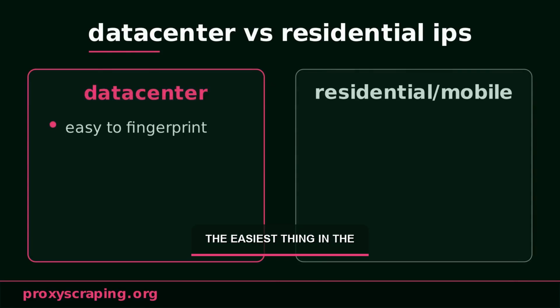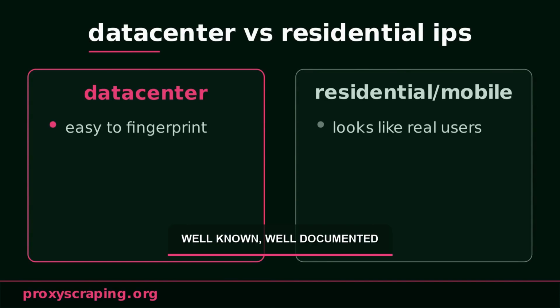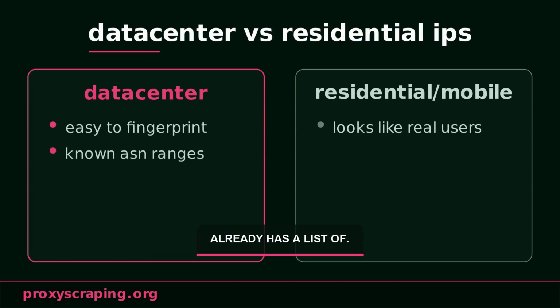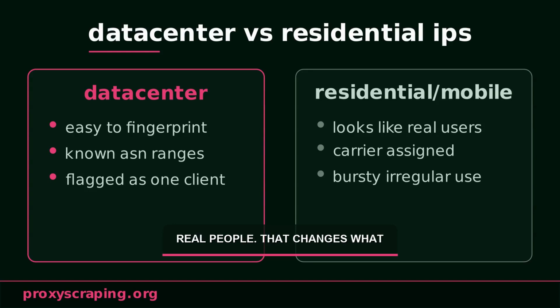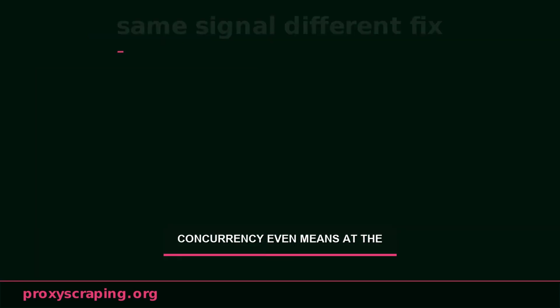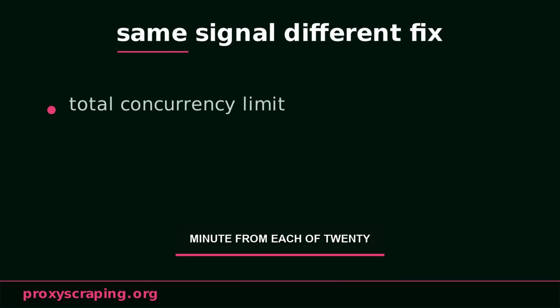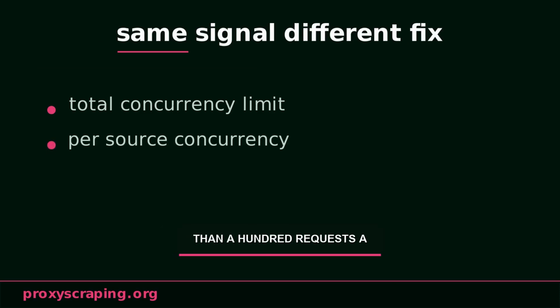Data center ranges are the easiest thing in the world for a site to fingerprint and block as a block, because they sit in well-known, well-documented ASN ranges that any halfway competent detection system already has a list of. Residential and mobile ranges look like ordinary consumer traffic, because that's what they physically are, carrier-assigned or ISP-assigned addresses that naturally see regular bursty use from real people. That changes what concurrency even means at the target end. 5 requests a minute from each of 20 residential IPs reads completely differently to a rate limiter than 100 requests a minute from one address, even though the raw volume is identical.